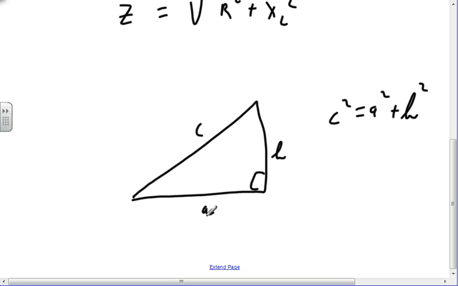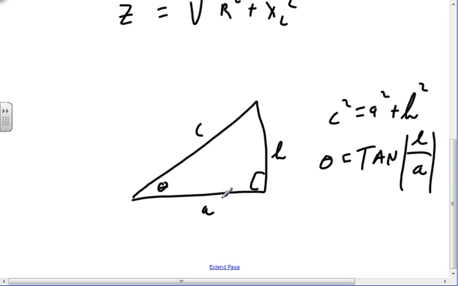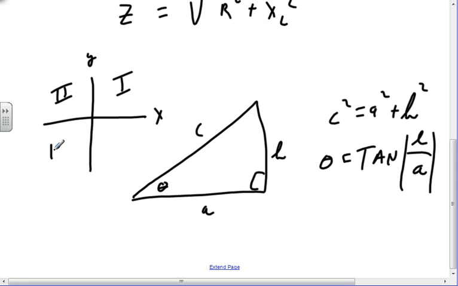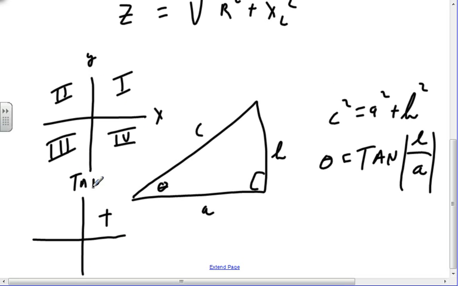If I want to know this angle, theta, I would say theta is equal to the arctangent of B over A, and I'd always put it in absolute value so that I get a first quadrant answer. So I look at my XY coordinate thing again: this is my first quadrant, that's my second quadrant, third quadrant, and a fourth quadrant. Tangent is going to be positive in the first quadrant, positive in the third quadrant, and negative in the second and the fourth quadrant. Just one of those things.